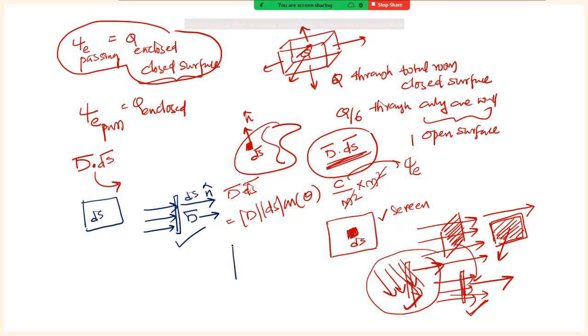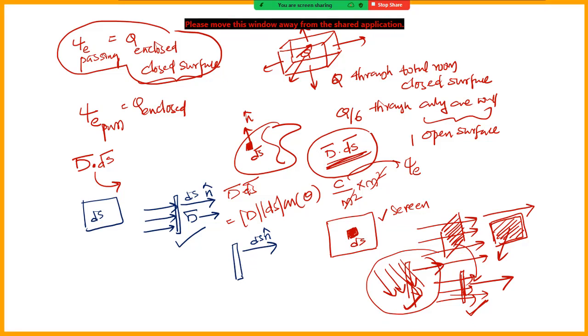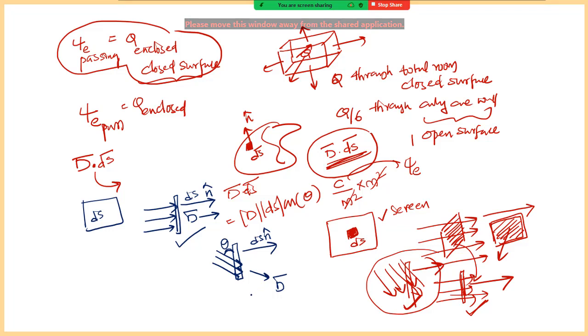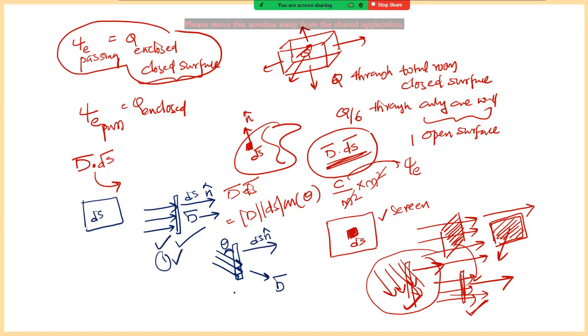Now you are keeping the differential surface like this only, similar to the previous case, ds n bar. But now electric flux lines are not passing in the same direction as the surface. Now the electric flux lines are passing in a direction which is making a certain angle here. So this is the D bar direction. This is the electric flux direction. So in which case will we have more amount of flux passing through the surface? In the first case we will have more amount of flux passing.